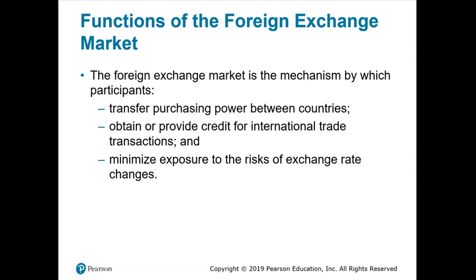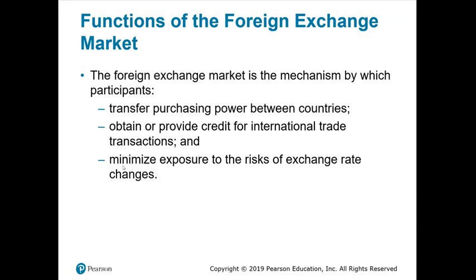Okay. And the foreign exchange market has historically provided this credit service to facilitate cross-border trading. Okay. So that is the second function of the foreign exchange market.